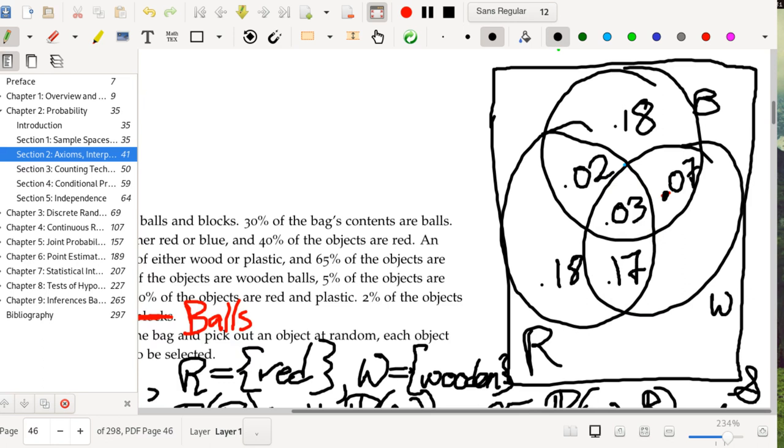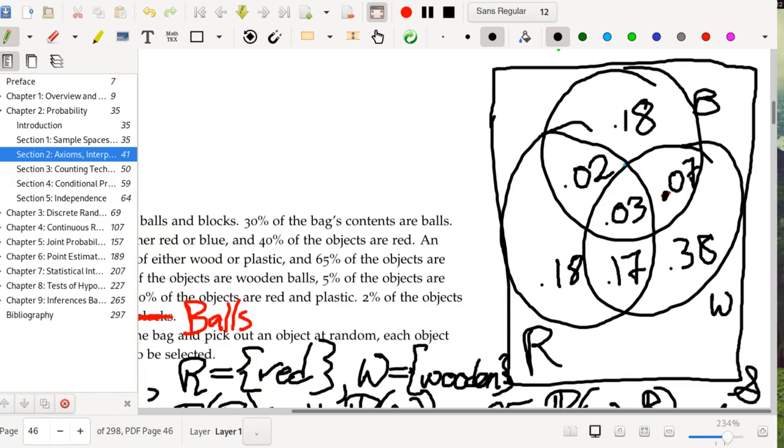Okay, and for wooden stuff, we know that the total area in the wooden region is going to be 0.65, and 0.27 of that area is already accounted for, so the remaining area is going to be 0.38.